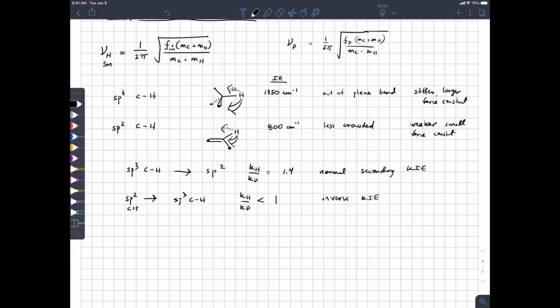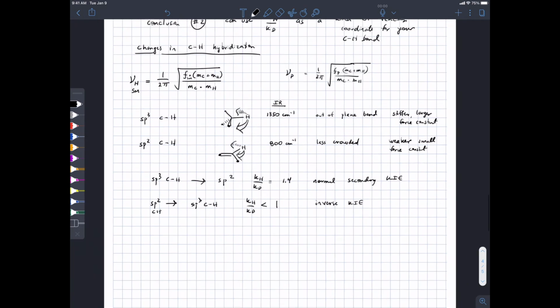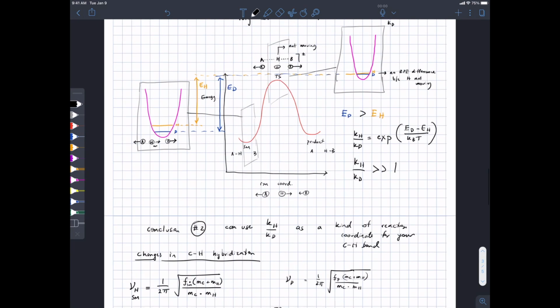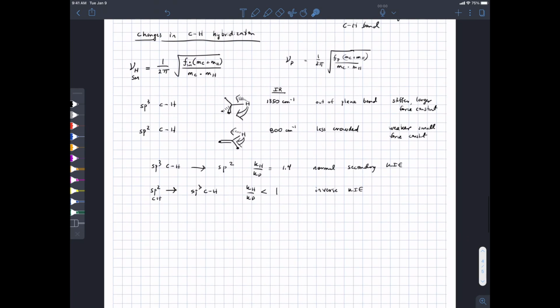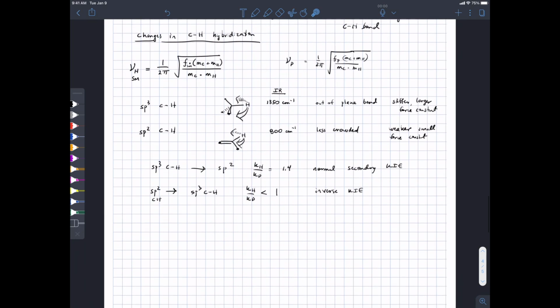Now we could go through and do the same analysis as we've done up here to rationalize why going from sp3 to sp2 has a greater than 1 kinetic isotope effect, but why going sp2 to sp3 has a less than 1 kinetic isotope effect. I don't know that that's worth our time. I will put it in the notes that I post so you can look at it if you're interested. If you were content to just memorize this, you're welcome to do that too.